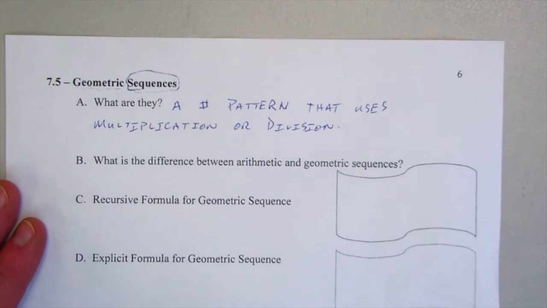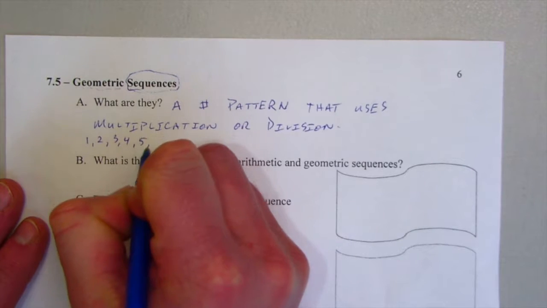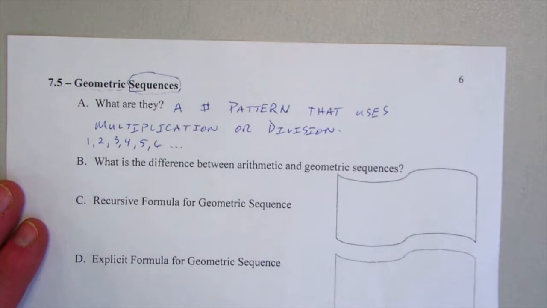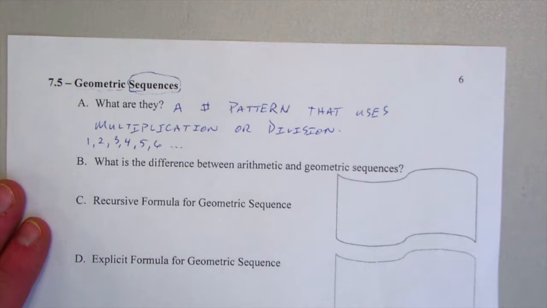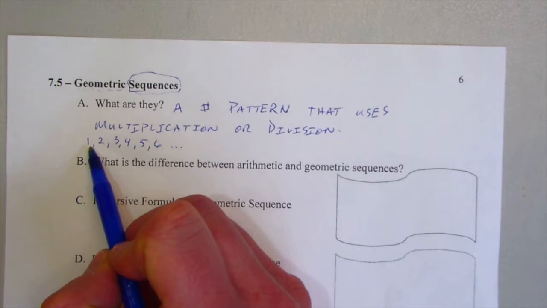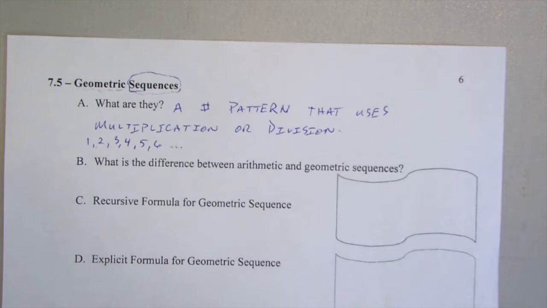All right, let's see if we can identify some. I'll just write down some number patterns, and then we'll talk for a second about if they're geometric or not. So the first one I have is 1, 2, 3, 4, 5, 6, and so on. First question, is it a sequence? The answer is yes. There definitely is a pattern to these numbers. Second question, is it a geometric sequence? And the answer is no. The reason is because the difference goes plus 1, plus 1, plus 1, plus 1, plus 1. That's clearly not multiplication, so it's not a geometric sequence.